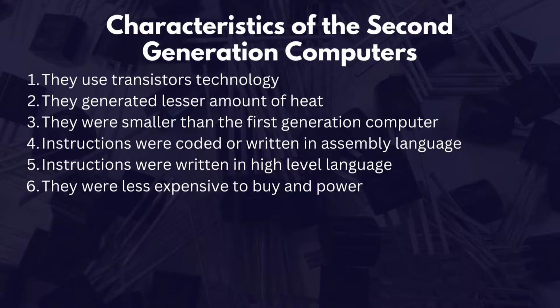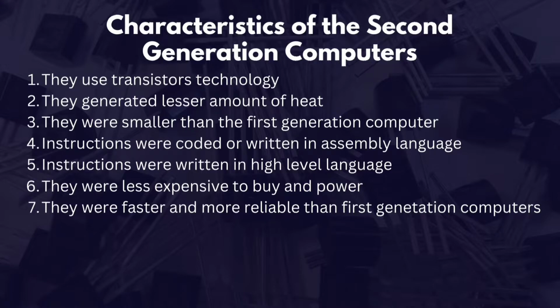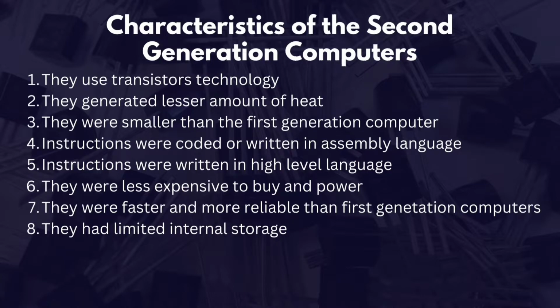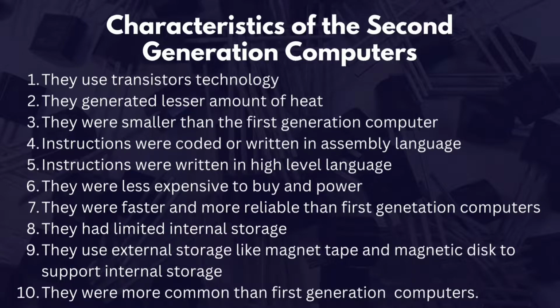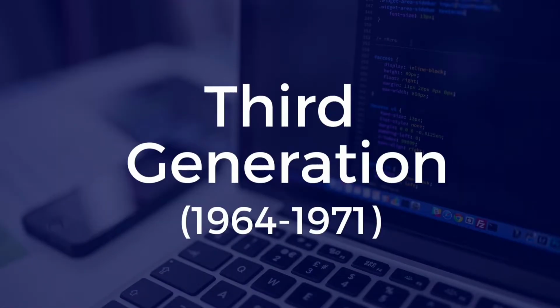They were less expensive to buy and to power. They were faster and more reliable than the first generation computers. They also had limited internal storage, just like the first generation computers, and they used external storage like magnetic tape and magnetic disk to support internal storage. They were more common than the first generation computers.